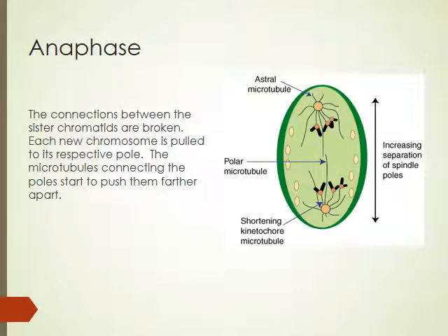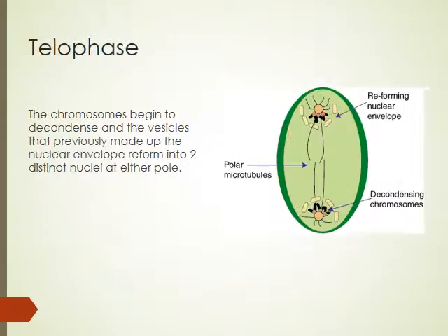Next, we have anaphase. In anaphase, the chromosomes get pulled apart to either end of the cell. And then telophase, the chromosomes start to decondense, the nuclear envelope reforms at both ends of the cell, and the cell will end up with two distinct nuclei.